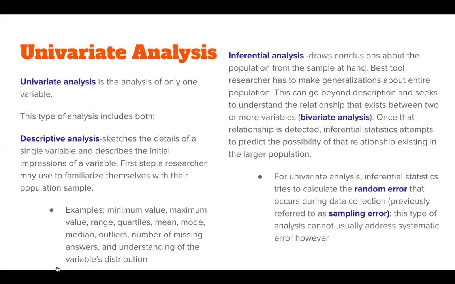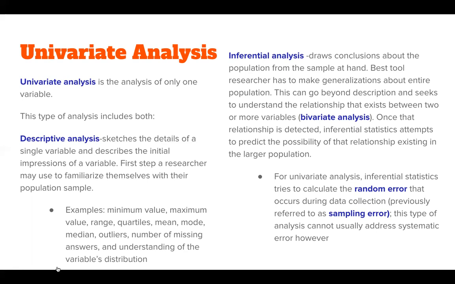Your book discusses one specific way in which univariate analysis is used in this capacity, which is to try to calculate random error. This is the error that occurs during data collection. It's previously been discussed in this class in terms of sampling error. So we can see to some extent what type of random error exists in our sample by comparing what we've collected about our sample to what is known about the larger population. There are methods for how you go about doing this. Once again, that's beyond the scope of this class.